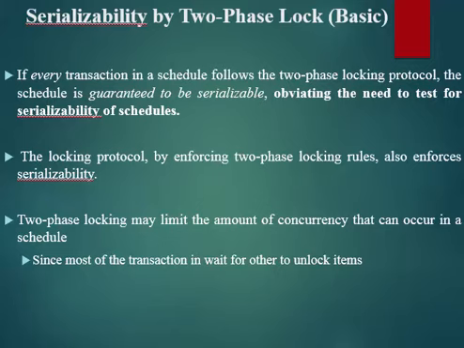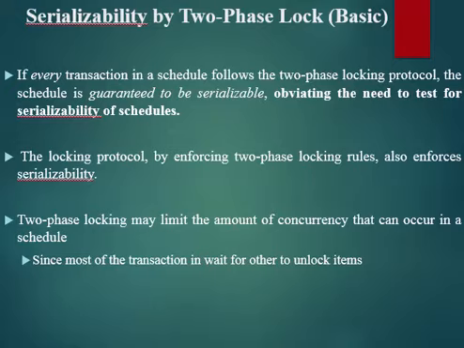Two-phase locking may limit the amount of concurrency that can occur in a schedule, since most of the transactions wait for others to unlock. That means the number of transactions running concurrently will be reduced if you are using two-phase locking, because most of the transactions are waiting for other transactions. This way we can achieve serializability.